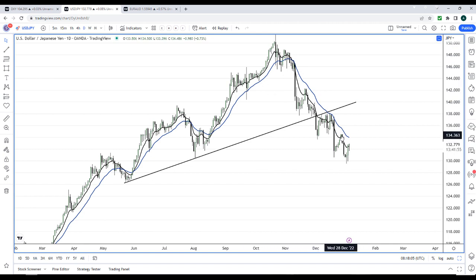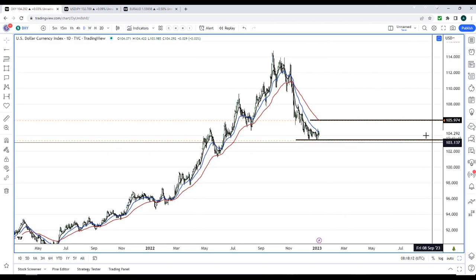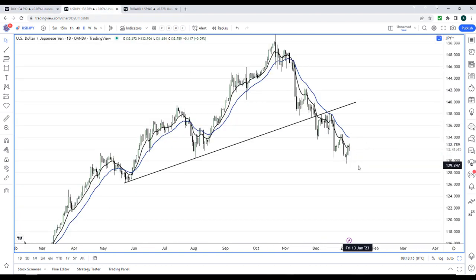Now, we looked at the dollar index a few minutes ago, we might see that push back up, if you remember, back into 106. So we might see a little bit of a bigger pullback on dollar yen.